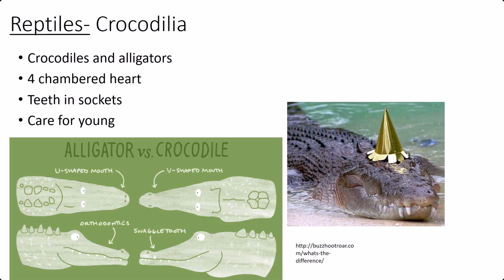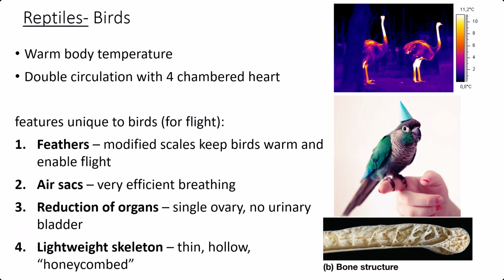So then the crocodilians are reptiles as well. This includes crocodiles and alligators. They have a 4-chambered heart and teeth in sockets, and they do parental care. There's also the birds and the reptiles. They have a warm body temperature. They have double circulation with a 4-chambered heart.